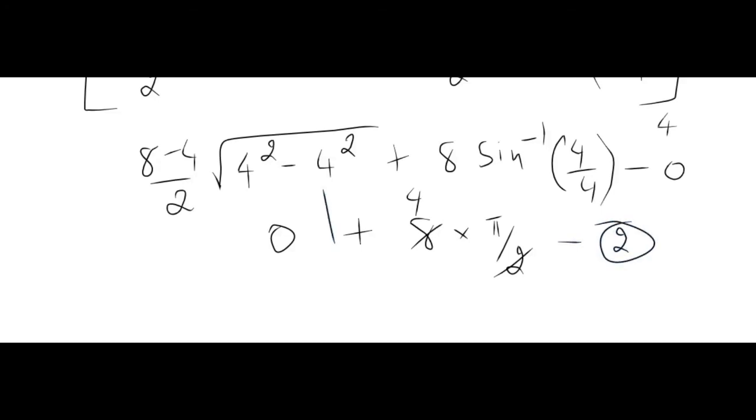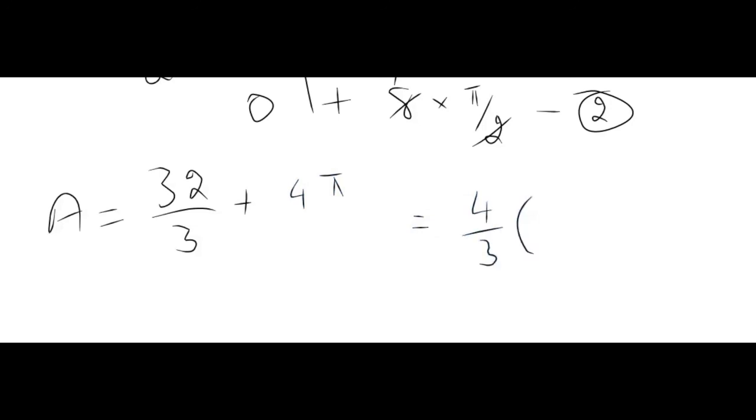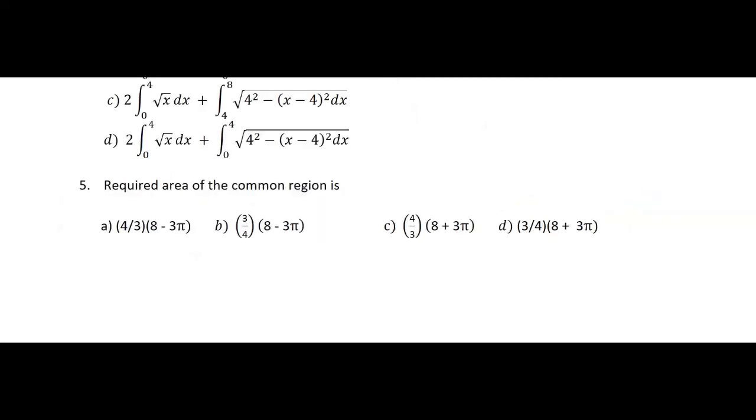So this is going to be the second part. Now add the first part and the second part. So 32 by 3 was the first part. So the total required area is now going to be 32 by 3 plus 4 pi. Or I can take 4 by 3 as the common factor. And now this becomes 4 by 3 times 8 plus 3 pi square units. Let's see which option is correct. 4 by 3, 8 plus 3 pi. So option C is the correct answer.